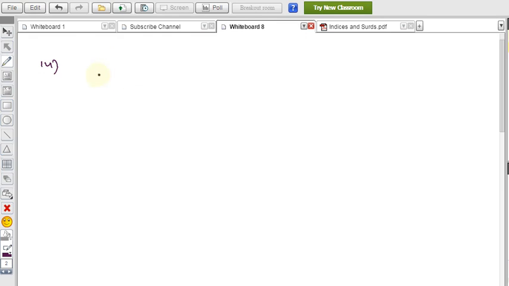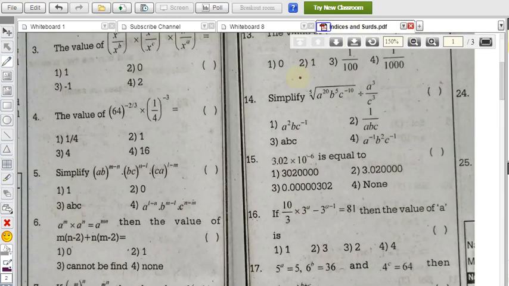Now the question is the fifth root of a to the power 20 into b to the power 5 into c to the power minus 10, divided by a cube by c cube, if you split it.